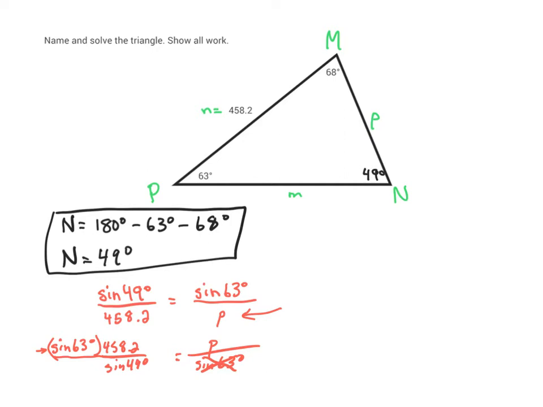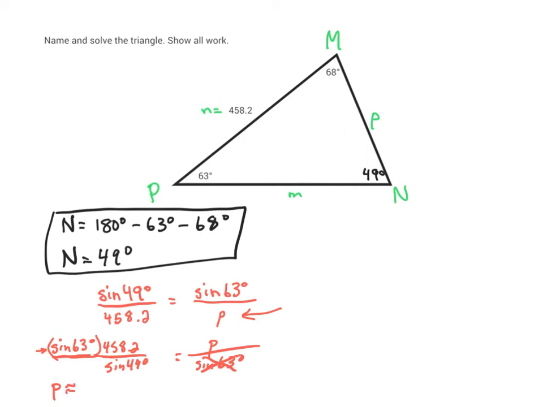The sine of 49 degrees is on the bottom. The sine of 63 degrees should not be on the same level. It's got to be up top. All right, so now our P is going to be equal to, we just have to do sine of 63 degrees times 458.2 divided by sine of 49 degrees.